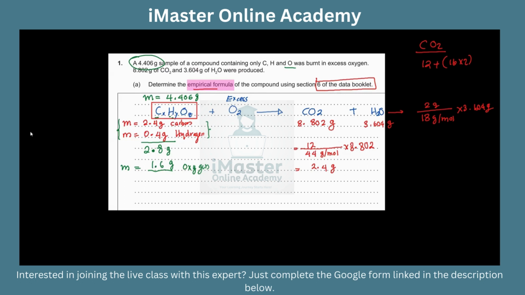As I said to you, if we have the mass composition, we can find the empirical formula. What are the steps? Divide the mass by the molar mass. So 2.4 by 12, 0.4 by 1, and 1.6 by 16. That gives 0.2, 0.4, and 0.1. Dividing everything by the smallest answer, which is 0.1, we get 2 here, 4 here, 1 here. Hence the empirical formula is C2H4O.